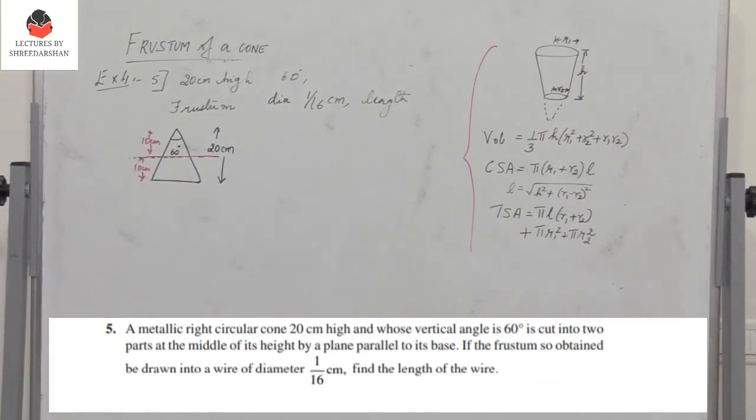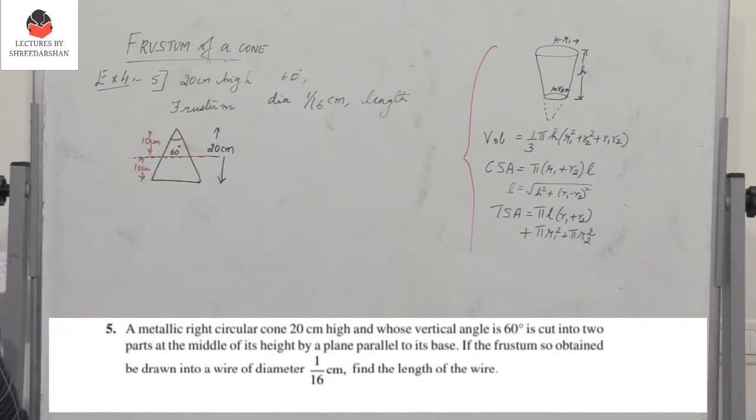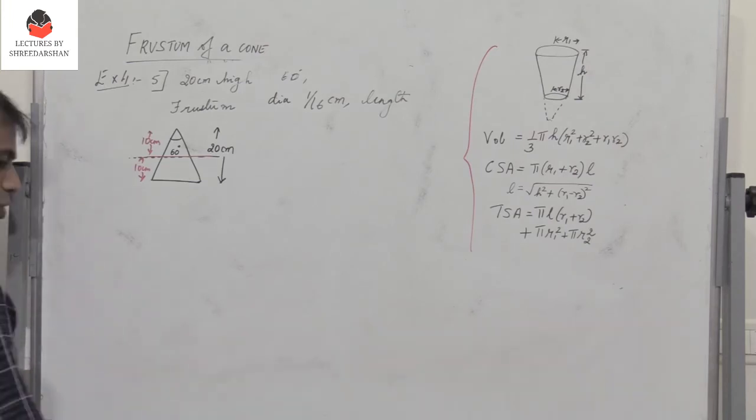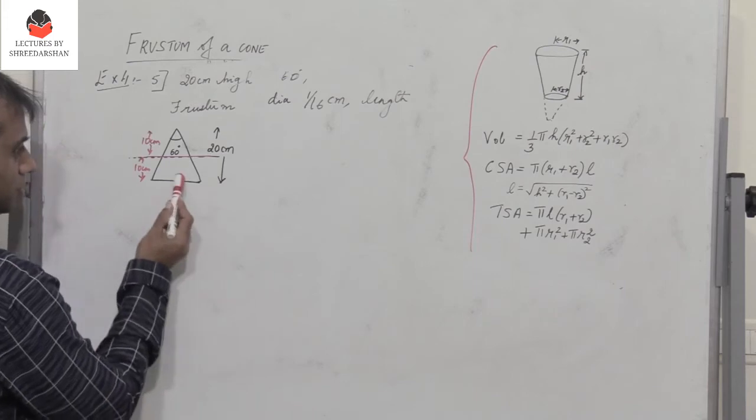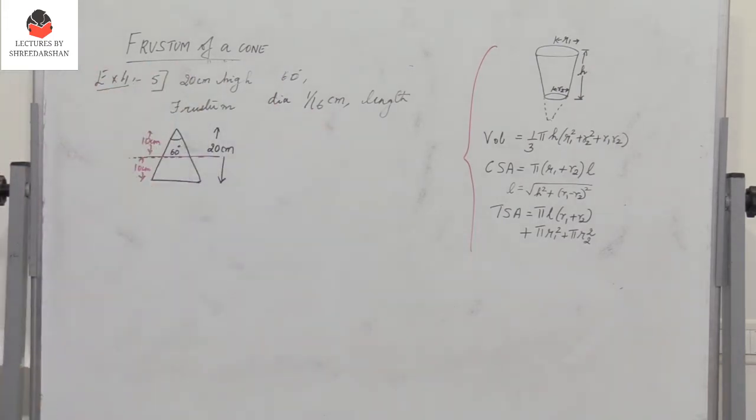So what happens to this portion which is being cut? This portion is a frustum which has been obtained here. So the frustum which has been obtained is drawn into a wire. So this is drawn into a wire of diameter 1 by 16 centimeters. So how much length can be drawn is the question. So now I have to find out.